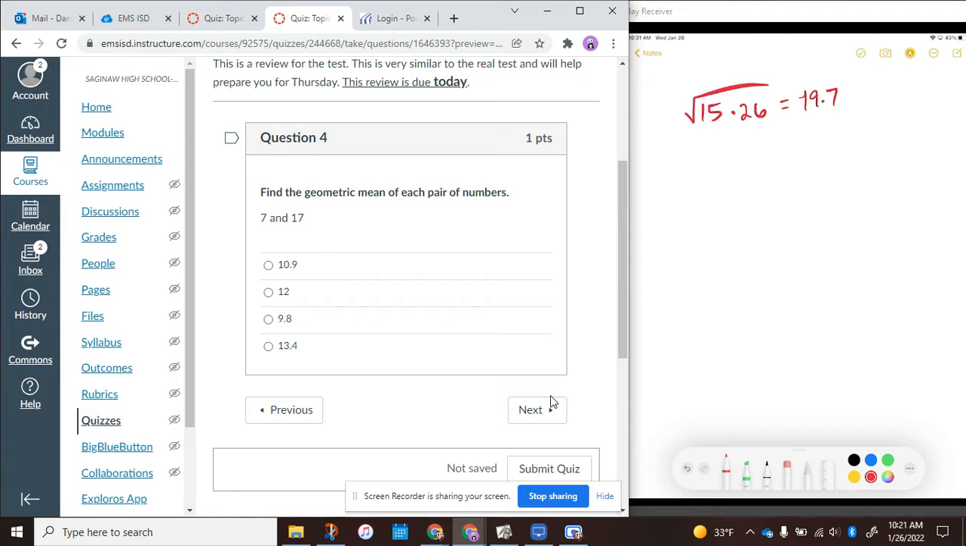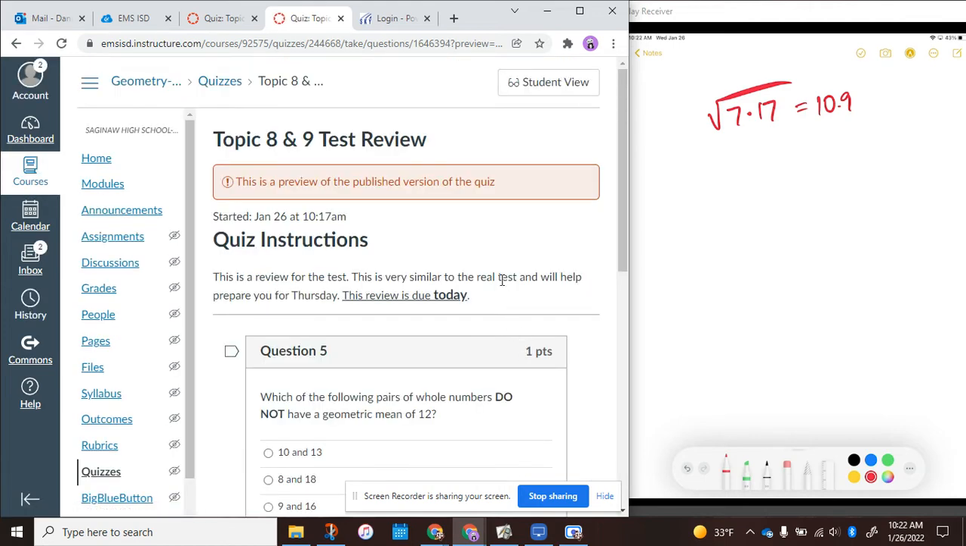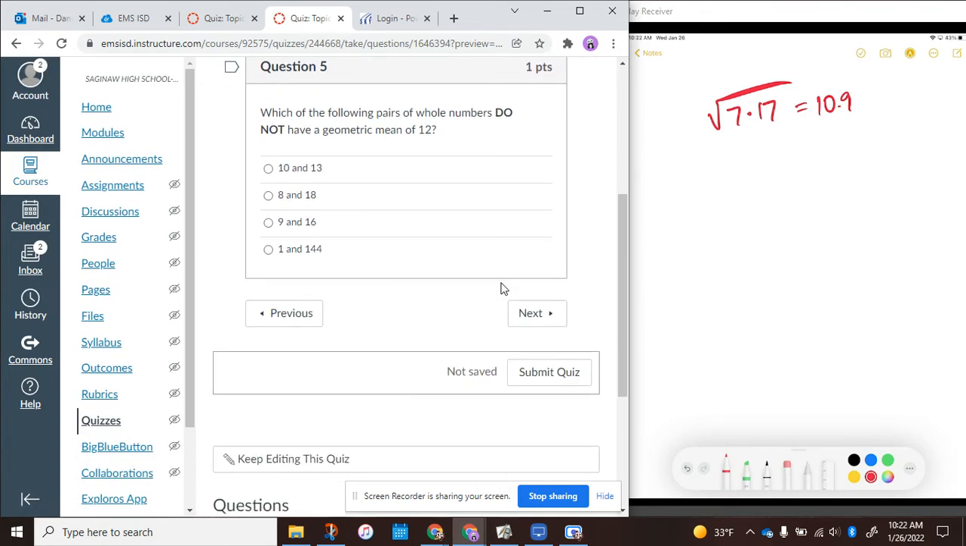Question number 4 is the exact same thing. We're going to do the exact same process. We've got our two numbers, 7 and 17. Multiply them and take the square root. And the square root of 17 times 7 is about 10.9. All right, go to our next one.